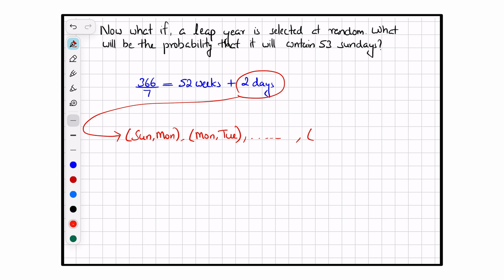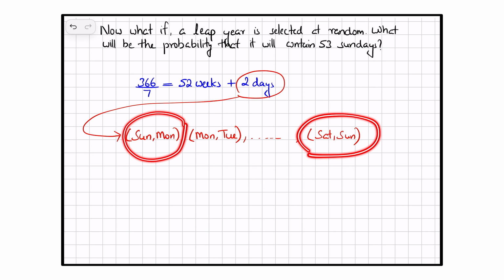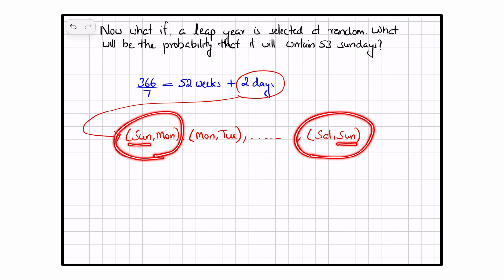It can be a Saturday, Sunday. So how many possibilities are there? We will have 7 possibilities for these 2 days, and out of these 7 possibilities, how many will have a Sunday? It will be only within Sunday, Monday and Saturday, Sunday.